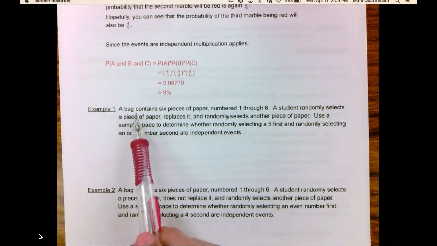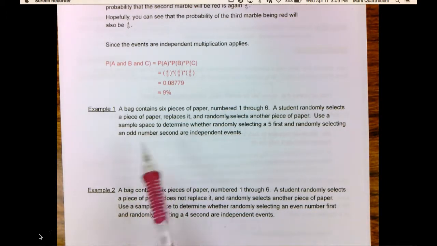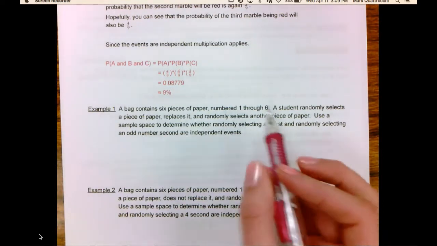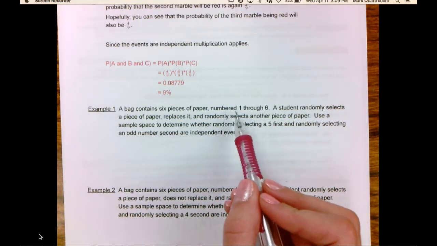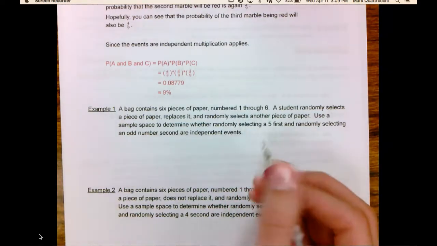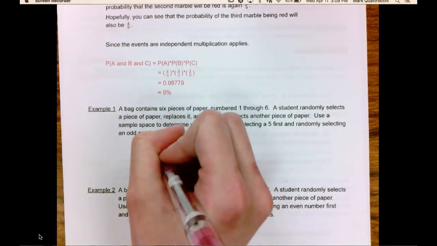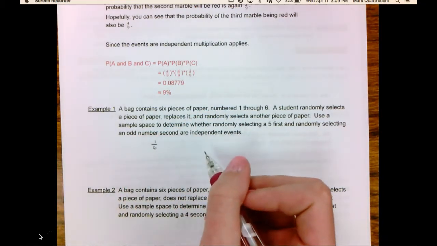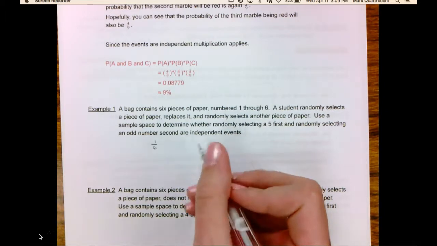So example 1. A bag contains 6 pieces of paper numbered 1 through 6. A student randomly selects a piece of paper, replaces it, and randomly selects another piece of paper. Use a sample space to determine whether randomly selecting a 5 first and randomly selecting an odd number second are independent events. So you want to select a 5 first, out of a bag containing 6 pieces, each with a number 1 through 6. Since there is only one 5 out of 6 possible options, the probability of picking a 5 is 1/6.